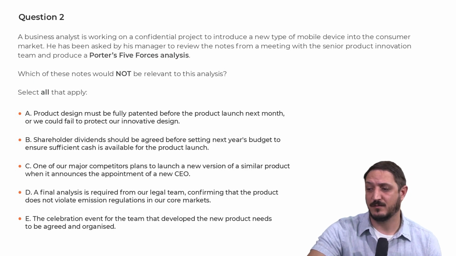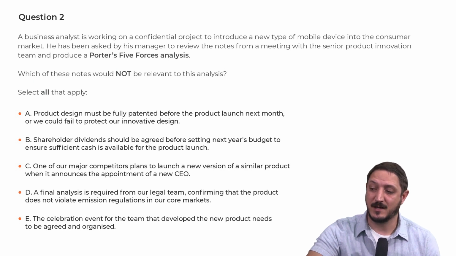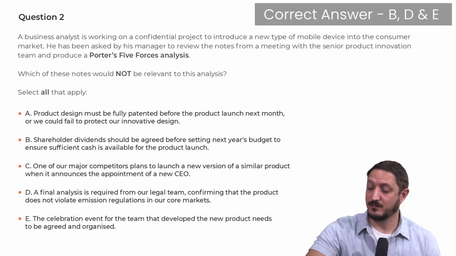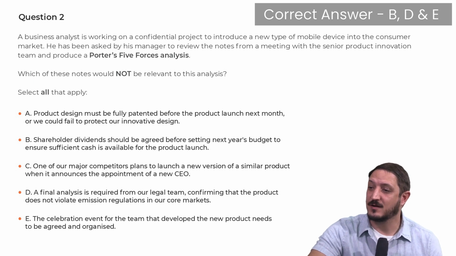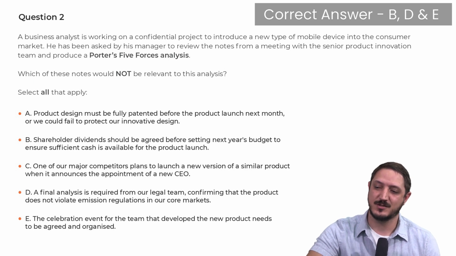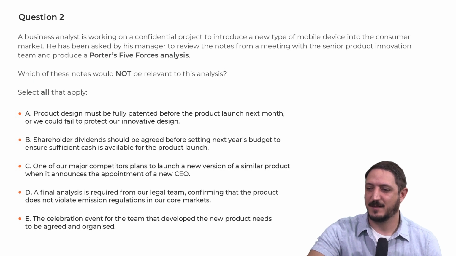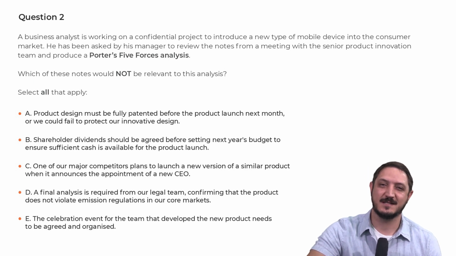It may be part of maybe a POPIT or some internal analysis that may have been done. But based on these options, we can see that the correct answers here are B and E. Oh, sorry, not B and E. Well, actually, yes. The correct answers here are B and E, because these are the ones that are not related to Porter's 5 forces. So, I hope that has given you some insight into how to answer this question.